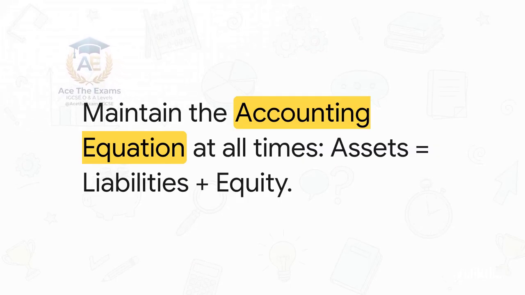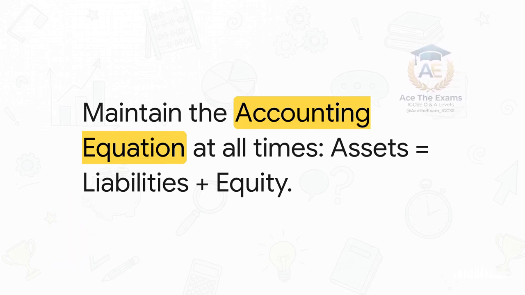Now, underpinning all of this is the beautifully simple accounting equation. Assets equal liabilities plus equity. It's the backbone of the duality of every single transaction. And here's the thing. Whether you're correcting an error of omission, commission, or principal, that duality has to be perfectly maintained throughout the entire fiscal period.